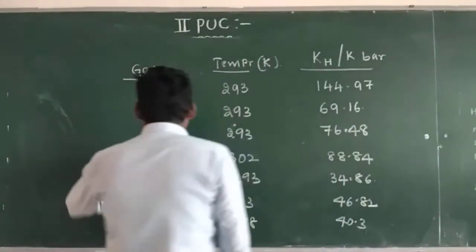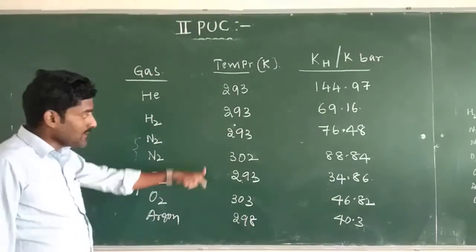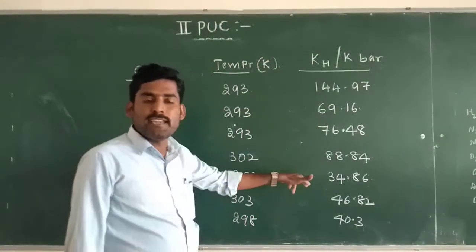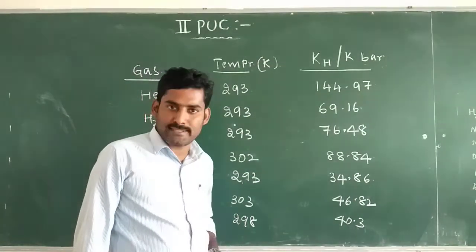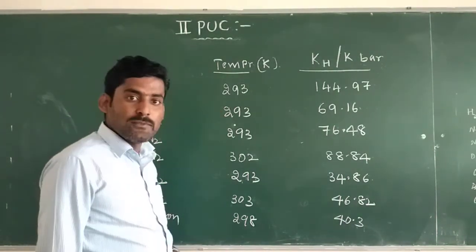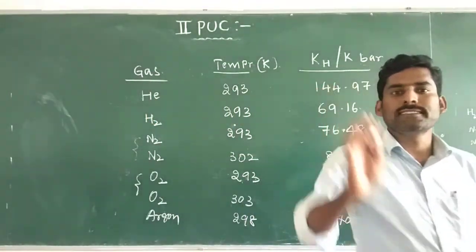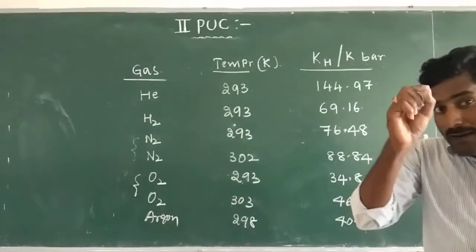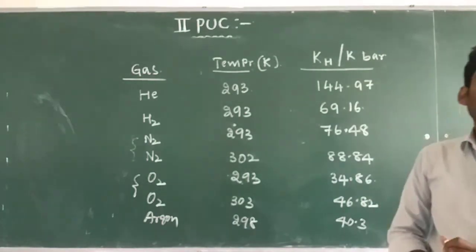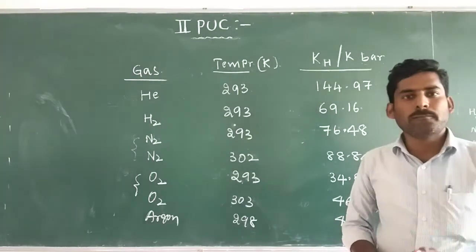So that is, if you look at nitrogen and oxygen at higher temperatures, they have more KH values, so the solubility is less. Nitrogen and oxygen at lower temperatures, 293 Kelvin, have a lower value of KH, so the solubility increases. So smaller the value of KH, lower will be the temperature. So that is why the aquatic animals are more comfortable.